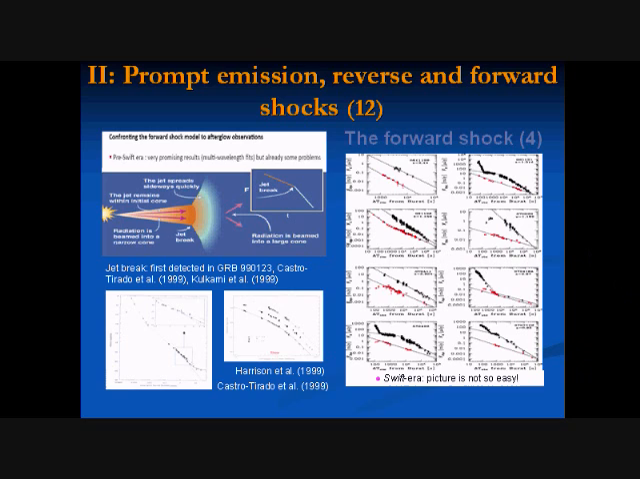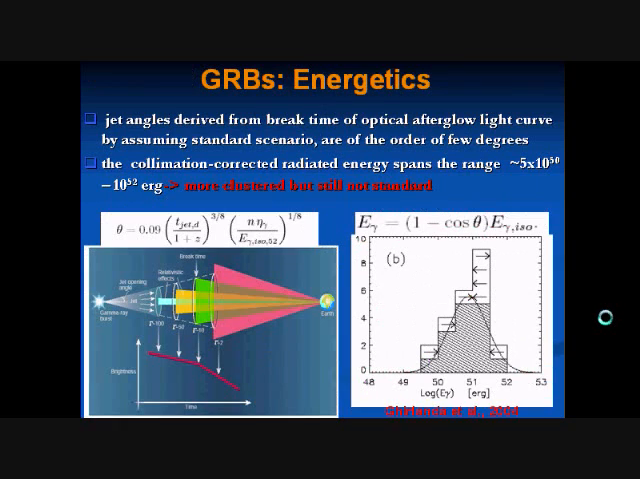And as you see, most of the breaks in the light curves are chromatic. They haven't been achromatic anymore. And this chromaticity in the light curves tells a lot about the nature of the forward shock emission, and what kind of model and what kind of progenitor it might be.